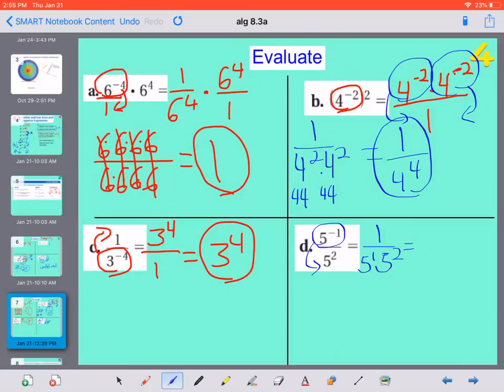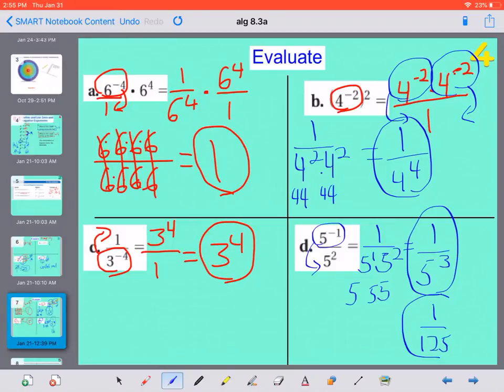Now we've got to see how many 5s we have down here. Well, we have 1 5 for the first part, and 2 5s for the second part. So we have 3 5s. So we would have 1 over 5 to the third. Or if we wanted to do that actual problem, 1 over 5 times 5 times 5 would give us 1 over 125.